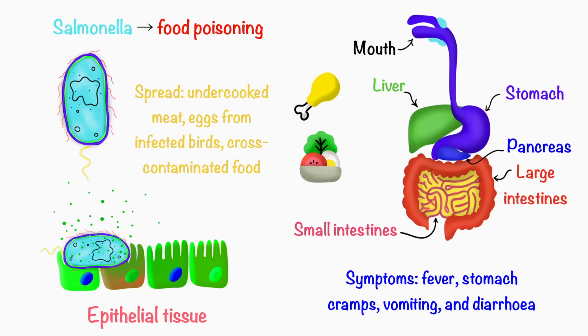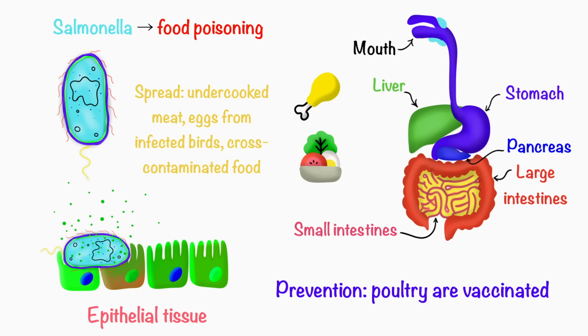You can get salmonella by eating food contaminated with the bacteria. This includes undercooked meat, eggs from infected birds, or food that's been cross-contaminated during preparation. In the UK, most poultry are vaccinated against salmonella to help control its spread. This public health measure has reduced human infections significantly.